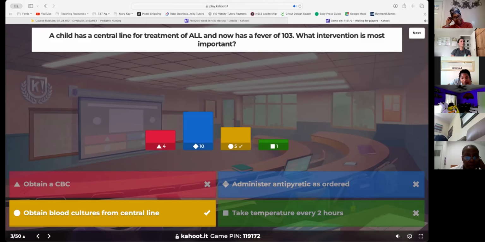So here we have a child with leukemia that has a central line and now a fever. So we want to do a blood culture from that central line so we can rule it out as the source of infection.